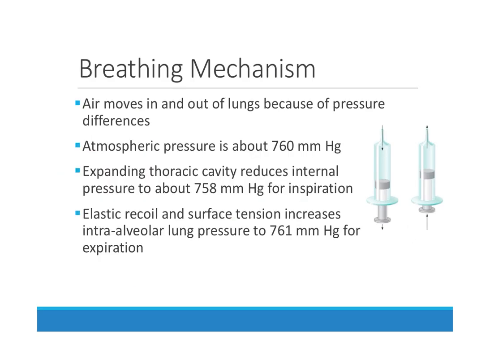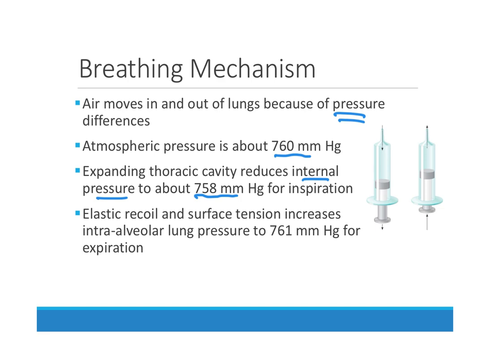So air actually moves, you don't suck air in, but it's moving in because of differences in pressure. Our atmospheric pressure, the amount of pressure that the air is pushing on you, is about 760 millimeters of mercury. That's one of the many ways that we measure air pressure, and because it's really only small differences that cause air to move in and out of the lungs, it's easiest to talk about it using the unit of millimeters of mercury. When you expand your thoracic cavity, when you inhale, you're actually reducing the internal pressure by just a tiny bit, down to about 758 millimeters of mercury. And that's enough for the air to rush in.